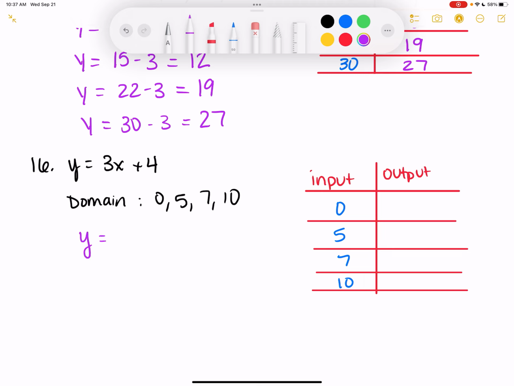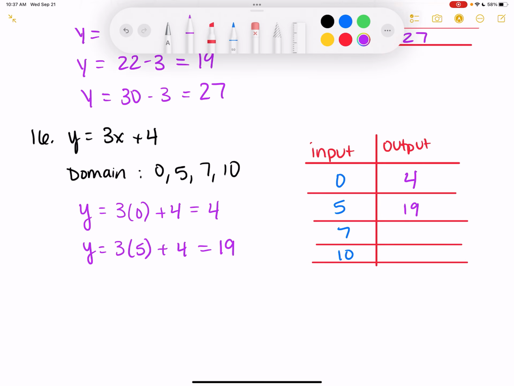So y equals 3 times 0 plus 4. So what is that going to give us? 4. And then we put 4 in the output column. Then we're going to do 5. Y equals 3 times 5 plus 4. So what would that one be? 19. Put that in the output column.